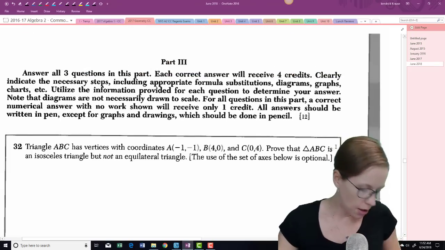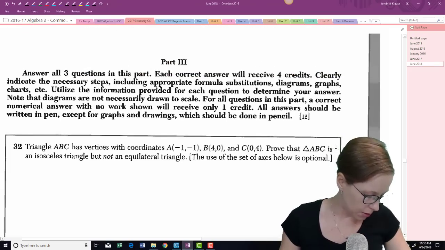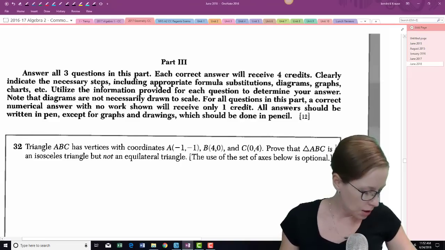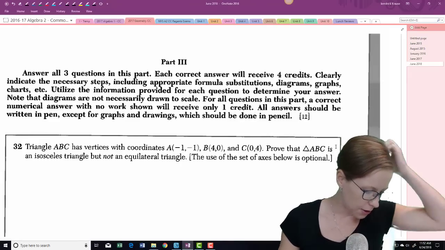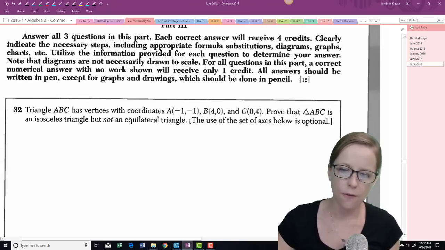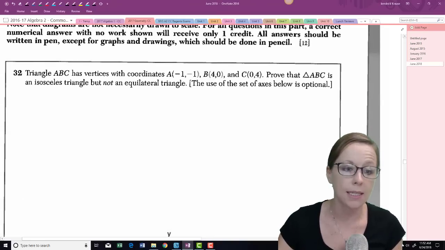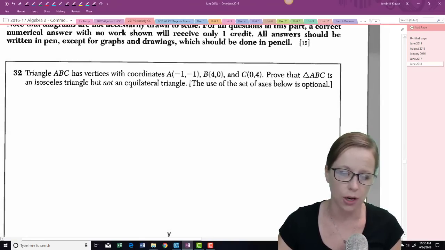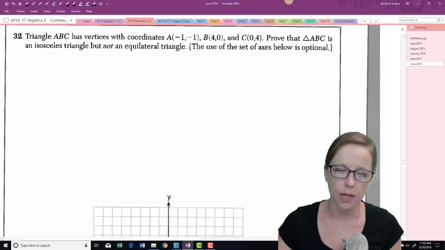Part 3s, here we go. So these now are worth 4 points, and so they should be a little bit more work, right? In triangle ABC, the vertices with coordinates -1, -1, 4, 0, 0, 4, prove that triangle ABC is an isosceles triangle, but not an equilateral triangle. The use of the set of axes below is optional.